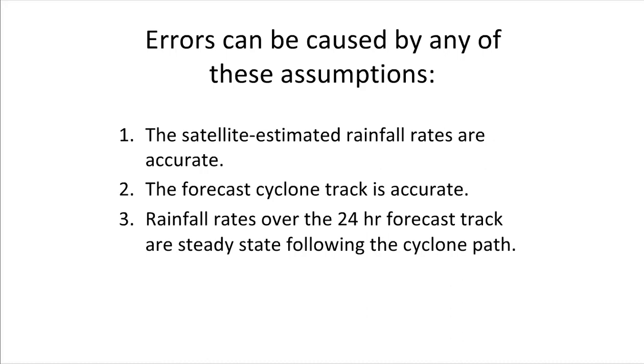Errors can be caused by any of these factors that are assumed. The first is that the satellite estimated rainfall rates are accurate. The second is that the forecast cyclone track is accurate. And the third is that the rainfall rates over the 24-hour forecast track are steady state following the cyclone path.